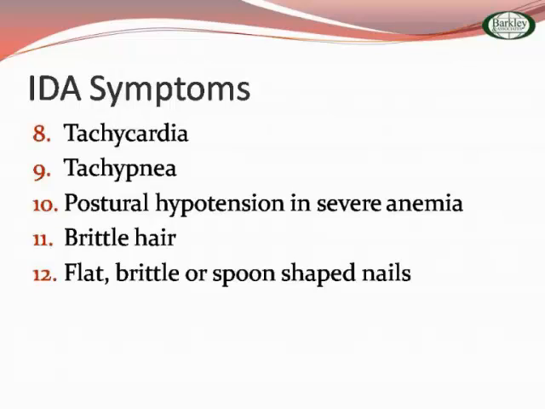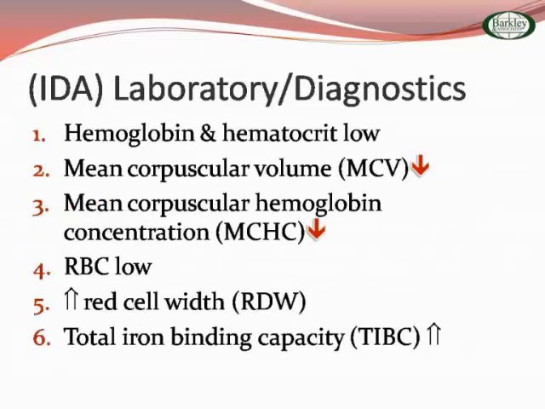Tachycardia, tachypnea, brittle hair, flat, brittle, spoon-shaped nails. When you look at your labs, the thing I want you to take away from here is not knowing exact values. That's not the important thing. But what's more important is that you would know that your MCV, which is what? Microcytic, and your MCHC is going to be low. So they're microcytic hypochromic. Your WBCs will be low, and your RDW is going to kick up. I mean, it's classic when you think about your labs.